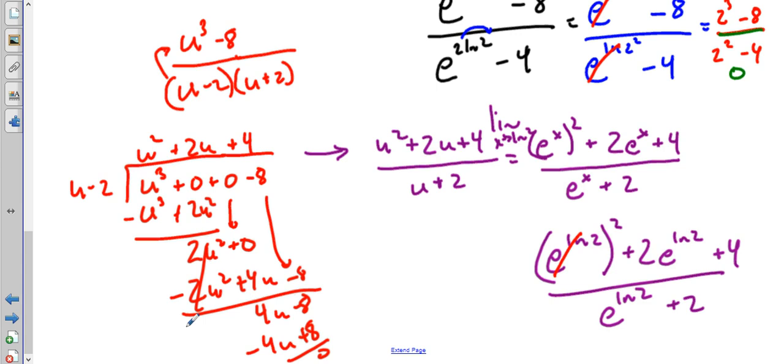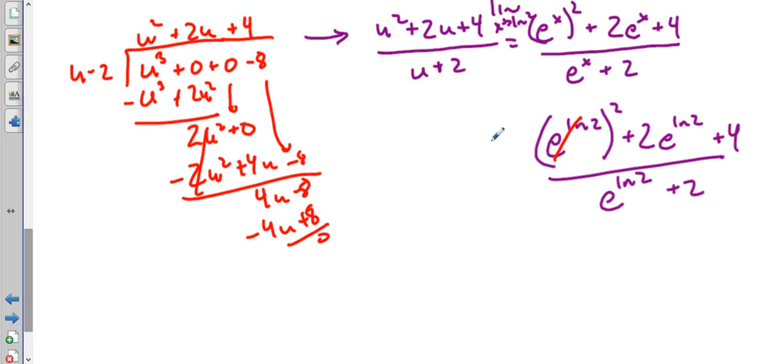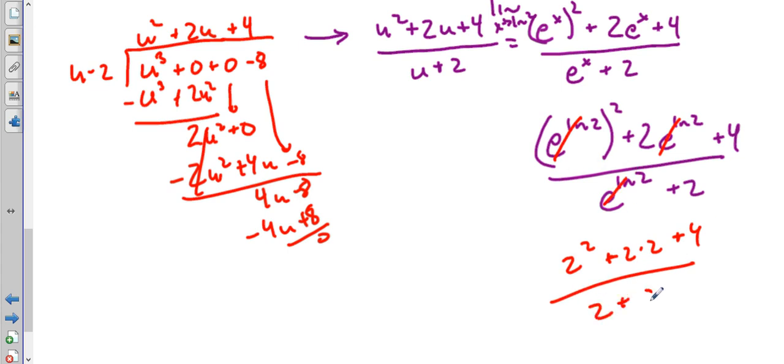I'm left with 2. So now I got 2 squared. These cancel out. I'm left with plus 2 times 2 plus 4. Over the bottom, cancel out. I'm left with 2 plus 2. And going the other way because I'm running out of room, I have 4 plus 4 plus 4, which is 12. All right, 12, which equals 12 over 4, which gives us a limit of 3.